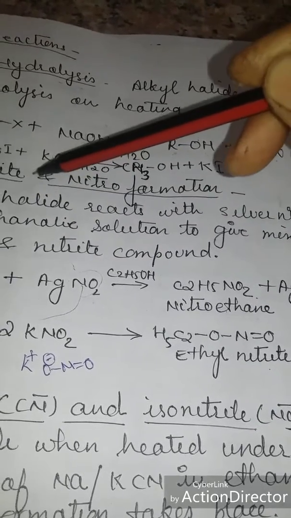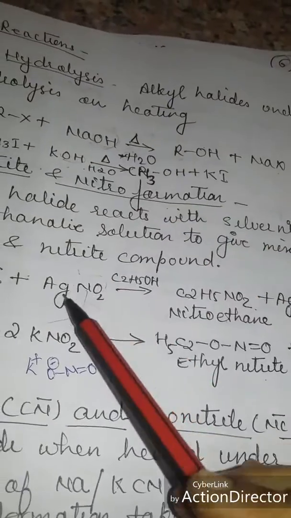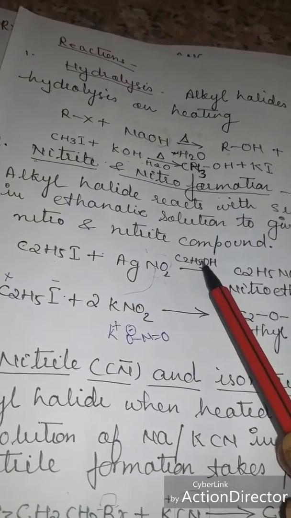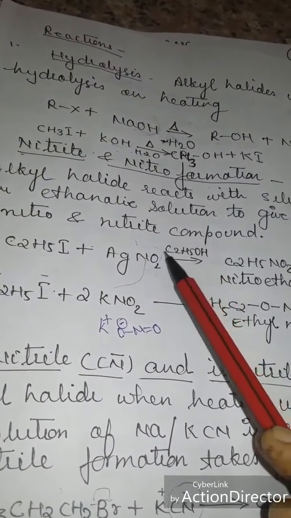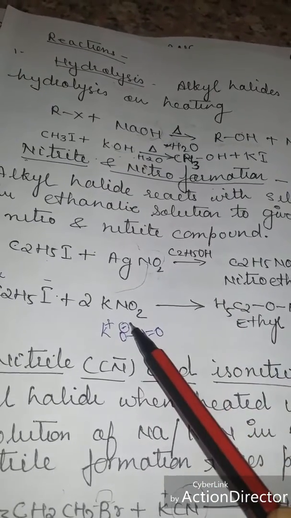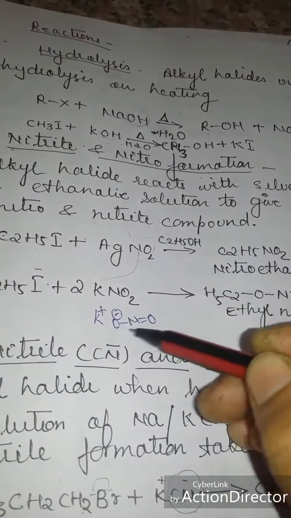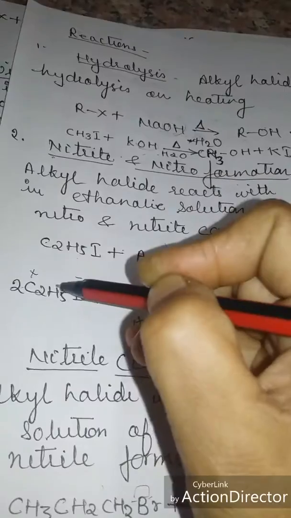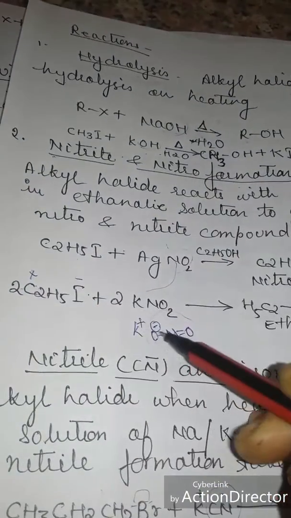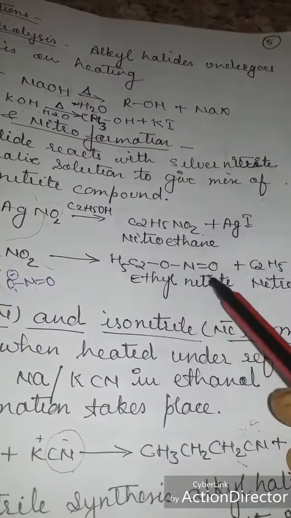Now second reaction is nitrite and nitro formation. If you react alkyl halides with sodium nitrite or potassium nitrite in ethanolic medium, it will give you nitro and nitrite compounds. Now KNO2 is ionic in nature. So you can write it as K plus and ONO minus. Now in this case, this will be plus and this will be minus. So the point of attachment will be through O. So you will be getting here nitrite, ONO.